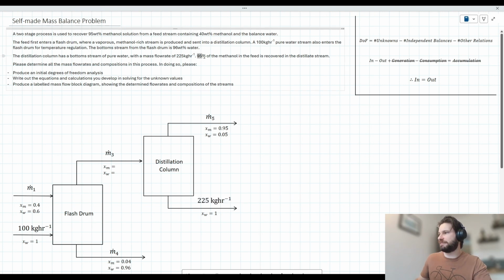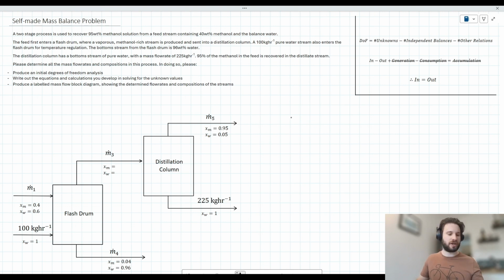The problem then says 95% of the methanol in the feed is recovered in the distillate stream. So that isn't necessarily something that we can add to our diagram, but it's certainly something that we can mathematize, right? That's basically saying of the methanol that enters via M1 here, 95% of it leaves in M5, right? So how we could describe that mathematically, we could say 95% of the methanol that enters here, which we could describe as 0.4 M1, is equal to the methanol that leaves in M5, so 0.95 M5.